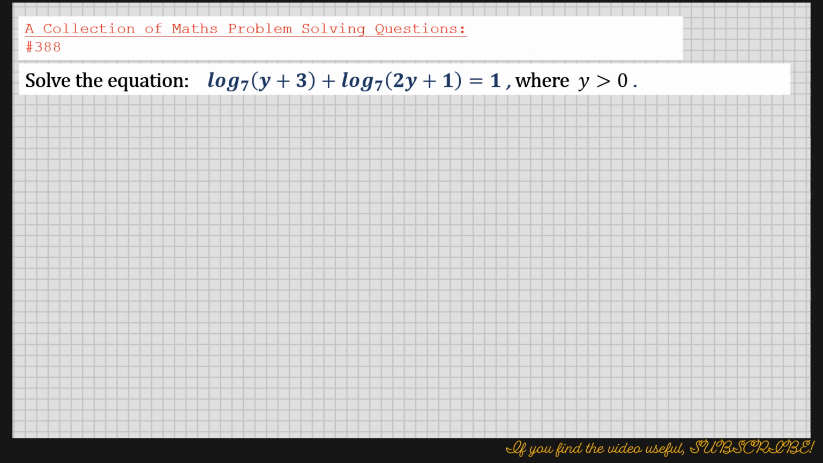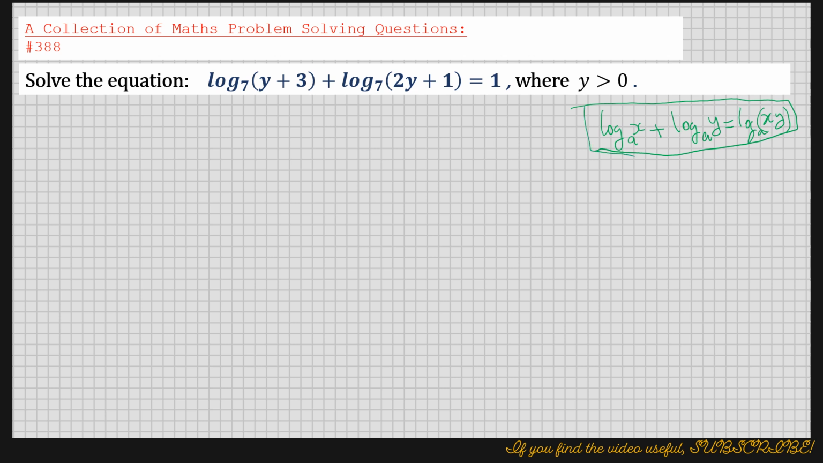That is, if you have log to the base a of x and you add log to the base a of y, you would get log to the base a of xy. Instead, if you had log to the base a of xy, you could write log to the base a of x plus log to the base a of y. So this law of logarithms, we will be using.